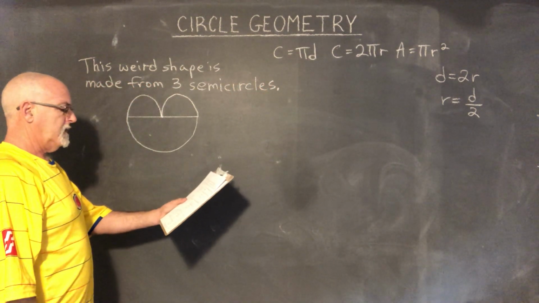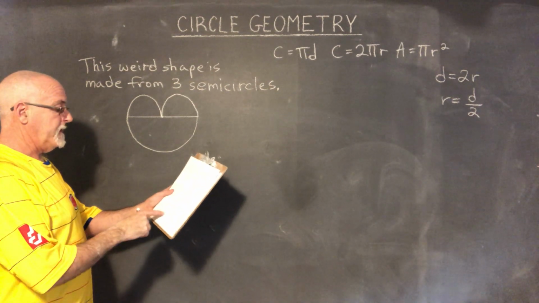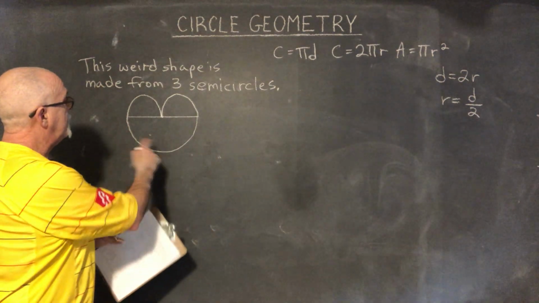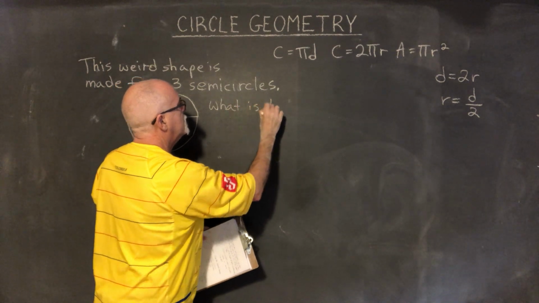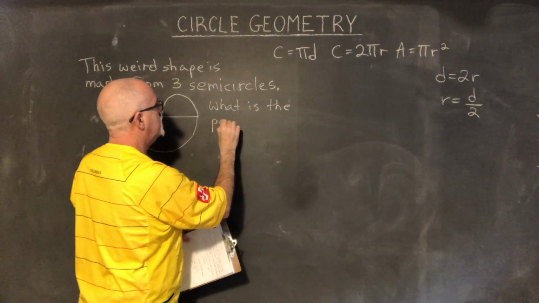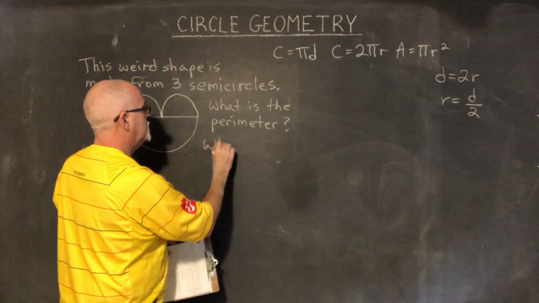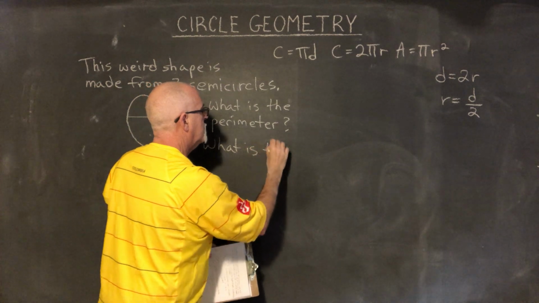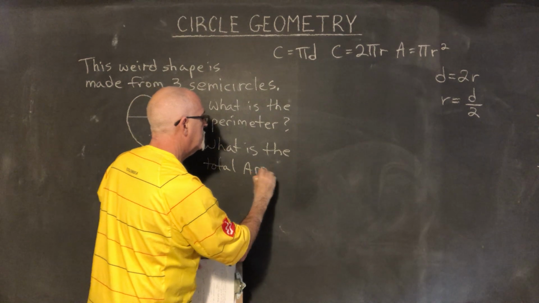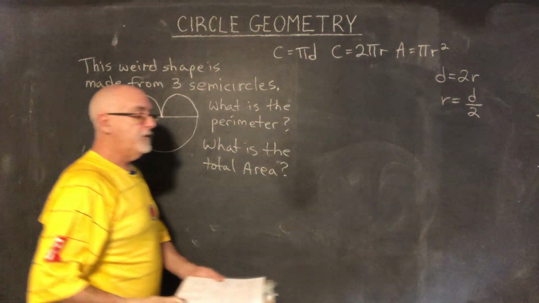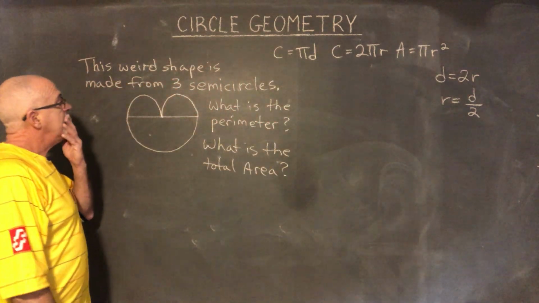And what am I asking? Oh, and I have to give some more information. We need some diameter radius stuff, so I will add that to the diagram. What is the perimeter? What is the total area? Again, not very word problem-y, but it's a geometry word problem-y, and there's a diagram.